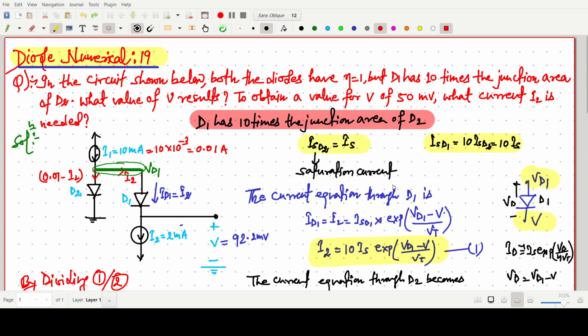Okay, and this question is from the Microelectronics Circuits book by Sedra Smith.